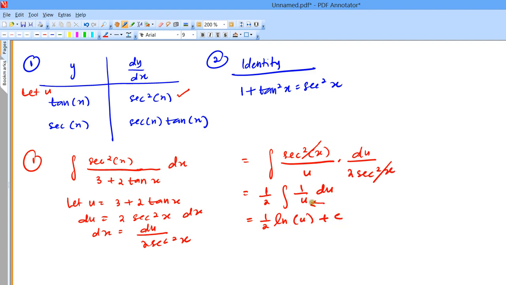If the denominator is not linear, it may be quadratic, cubic, and so on, and you need to simplify this term. But for this problem, we can simplify, so the solution is equal to 1 over 2 ln u plus c, where u equals 3 plus 2 tangent x. So the answer is 1 over 2 ln of 3 plus 2 tangent x, plus c.